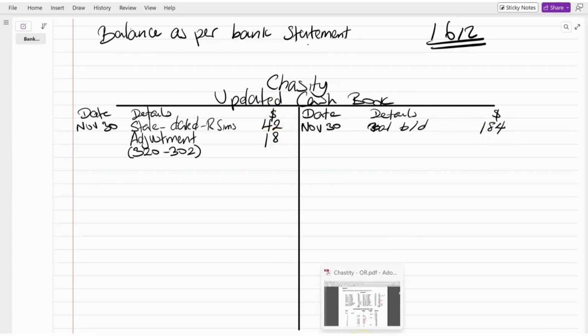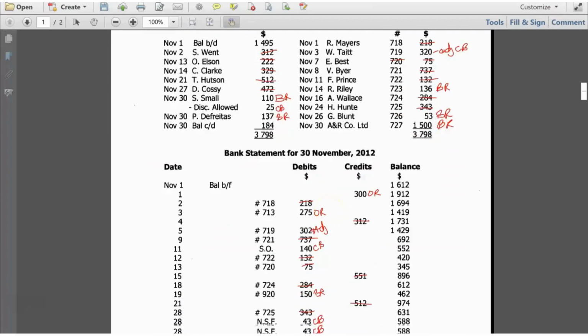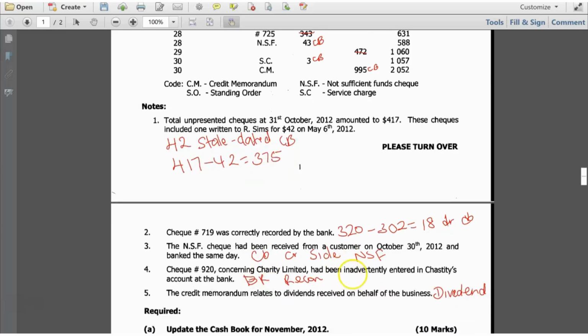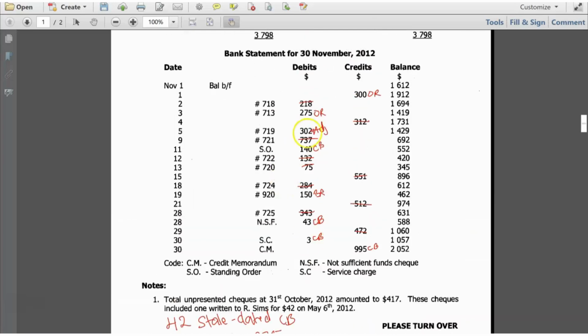Let's see what else. Anything else in the notes that we don't want to miss? We have here, we identify that the non-sufficient funds would go in the cash book, and then that dividend. So this is information already in our bank statement, so we can go back to the bank statement and just work our way down to those ones.